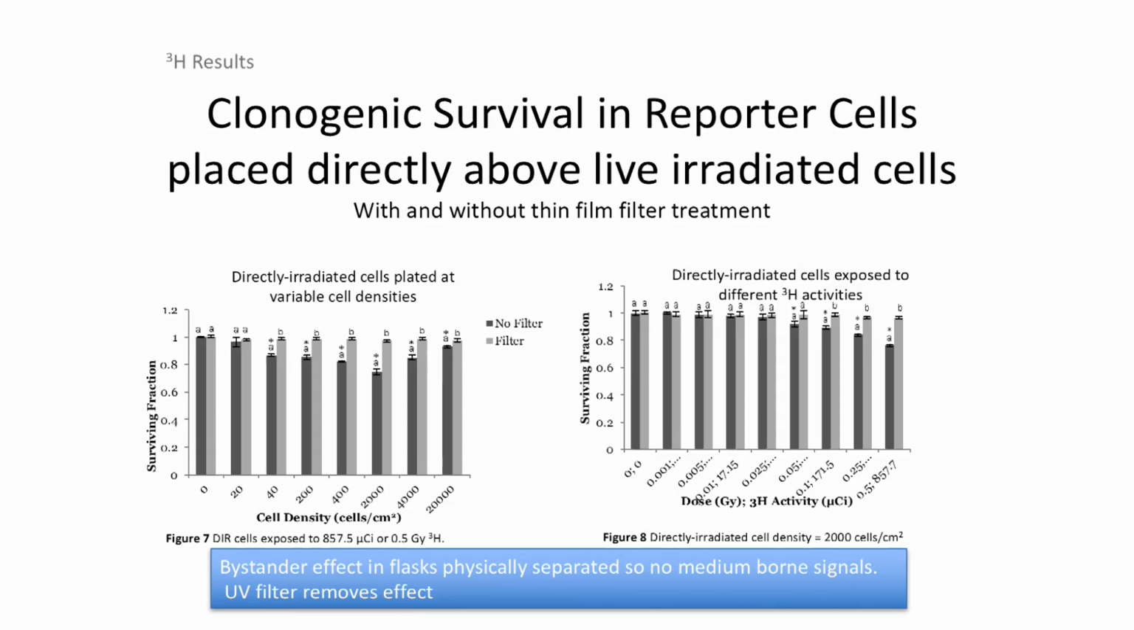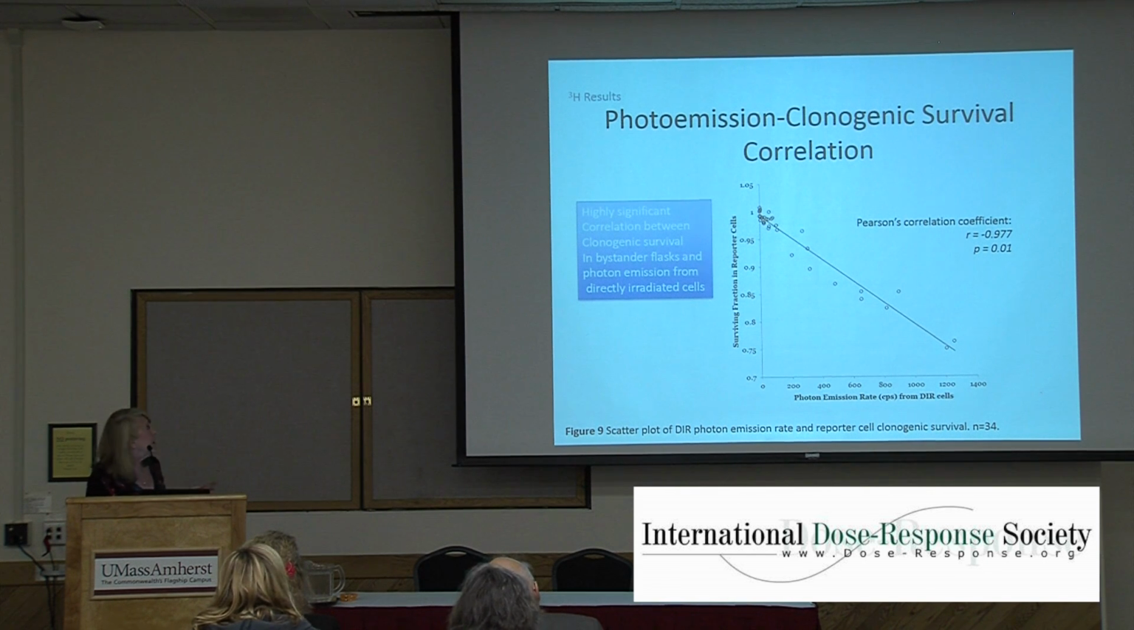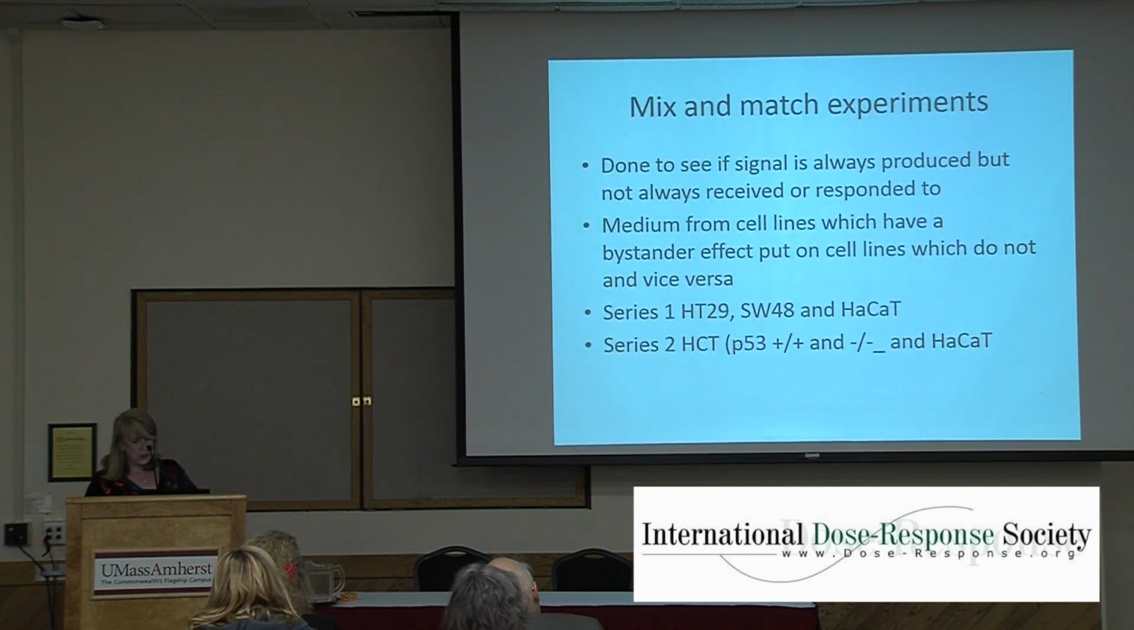And these are just the data again showing the level of bystander effect in the dark bars. And then if you put the filter in, you completely abolish that bystander effect, and they're all the same as the control. And again, correlating the dose of tritium with the photon emission gives you an absolutely near perfect correlation between the clonogenic survival of the bystander cells and the photon emission from the directly irradiated cells. I don't think you could get a more convincing correlation than that.